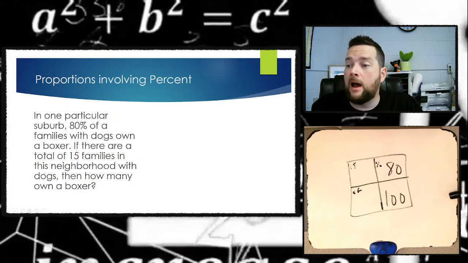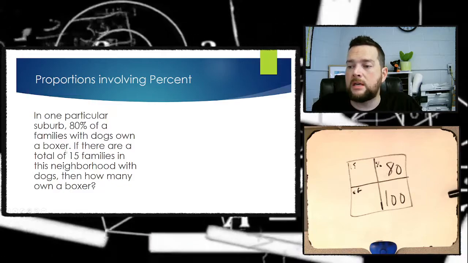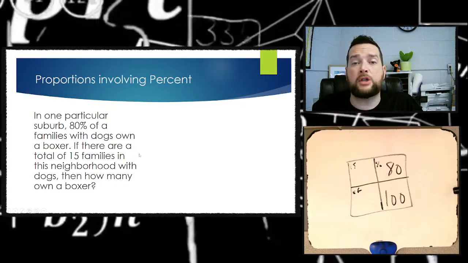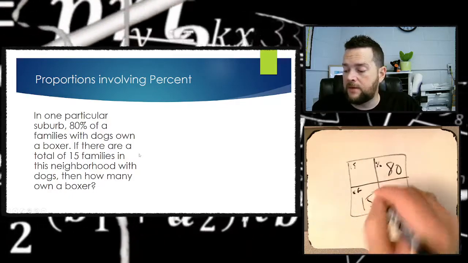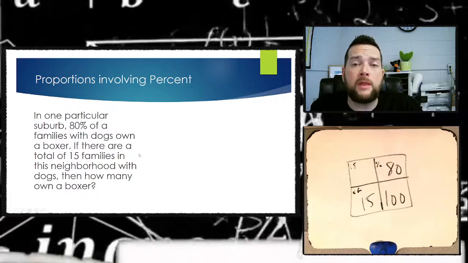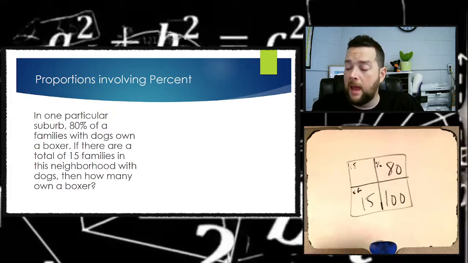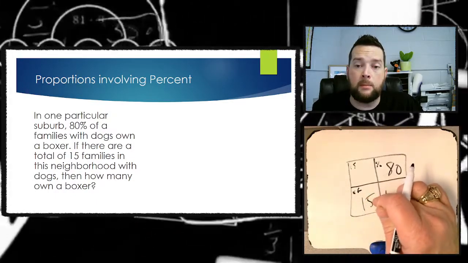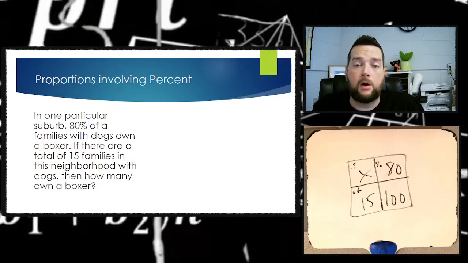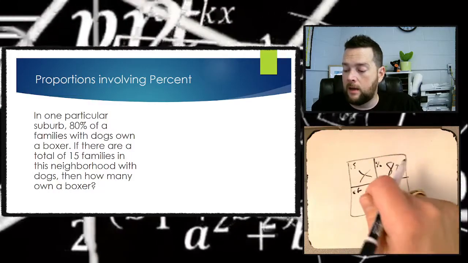And then after this of over here, you see the number 15. And that 15 is families that have dogs. That's a total. So that 15 is going to go right there. So all the families in that neighborhood that have dogs, there's 15 of them. And part of that number have a boxer. And that's what we're trying to find right here. So we're trying to find the part that have boxers.